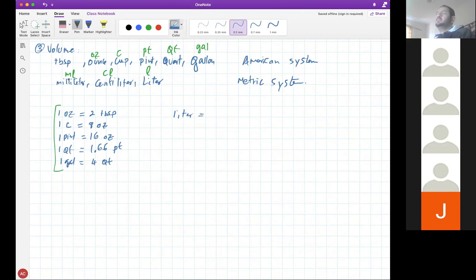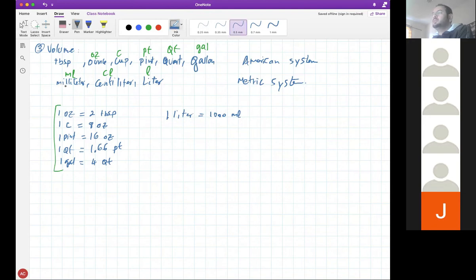So 1 liter is 1,000 milliliters. To give you an idea what a liter is, let's just finish the units first. I'll give you the relationship between these. Whenever you see a milli or kilo, it just means 1,000. Either you multiply by 1,000 or you divide by 1,000.